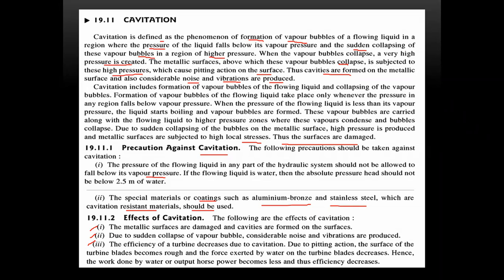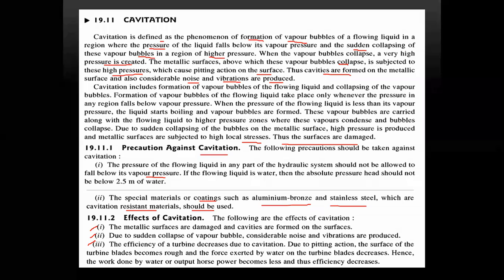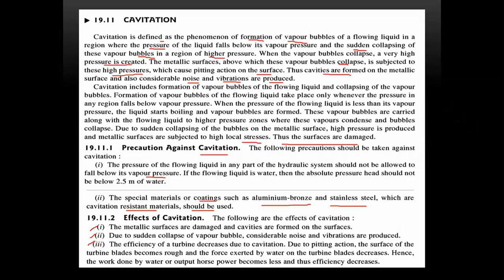అంతే కదా? సో వేన్స్ మీద బబుల్స్, ఒక వేన్ మీద ఒక 5 బబుల్స్ వచ్చాయి అనుకోండి, అట్లా ఒక impeller rim కు ఒక 10 వేన్స్ ఉన్నప్పుడు random గా ఒక్కొక్క వేన్ కి 10 to 15 holes ఉంటే, total the efficiency of the centrifugal pump will get damaged. The efficiency of the turbine decreases due to cavitation. Due to pitting action, the surface of the turbine blades becomes rough, and the force exerted by the water on the turbine blades decreases. Therefore, the work done by the water or output horsepower becomes less, and efficiency also decreases.